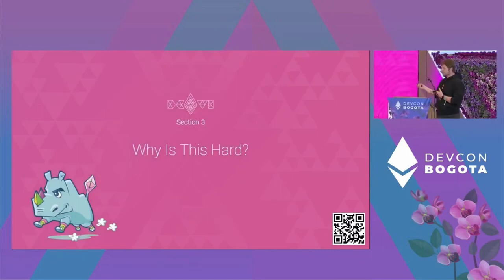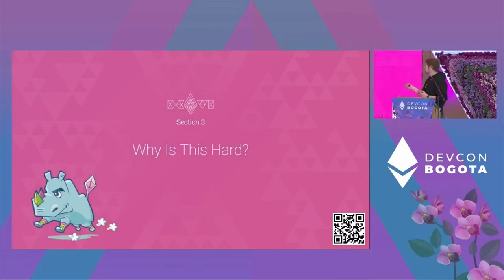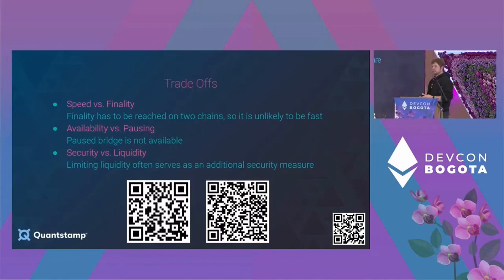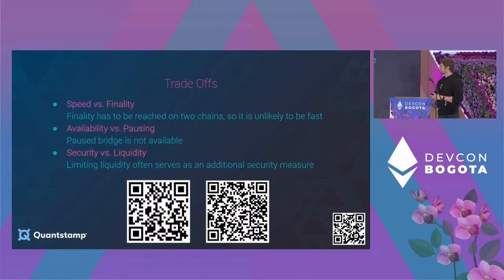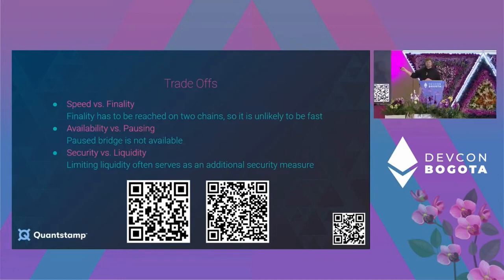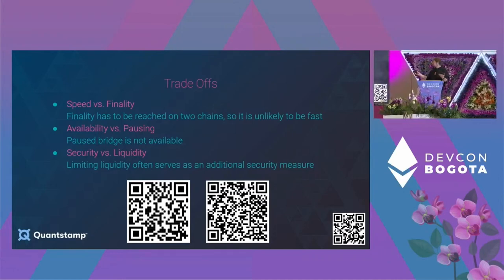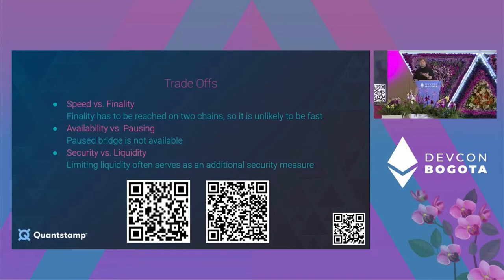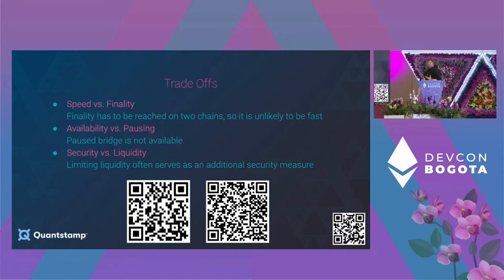Now, the main point of this lightning talk is this is actually really hard. There are always conflicts between all these properties that we would like to have. For example, speed and finality, they are conflicting. If I want my bridge to be final, or the bridging process to be final, then the finality has to be reached on two chains independently, right? But that's probably not going to be fast.